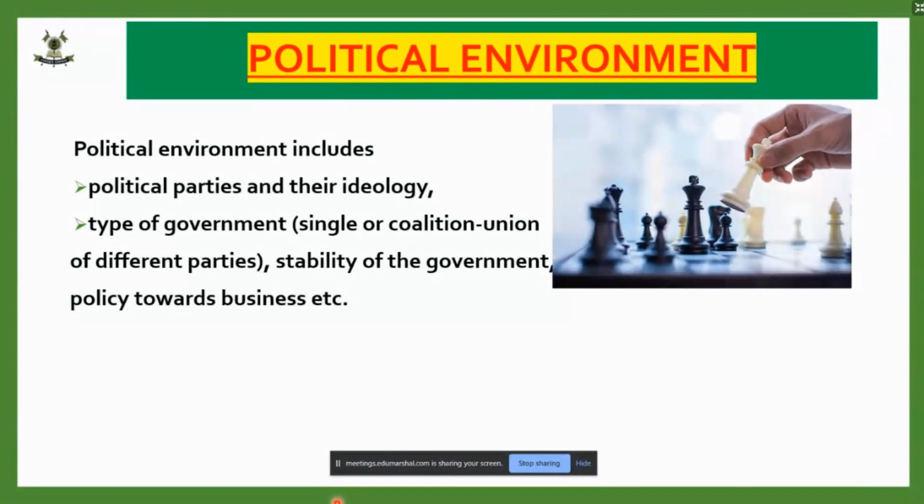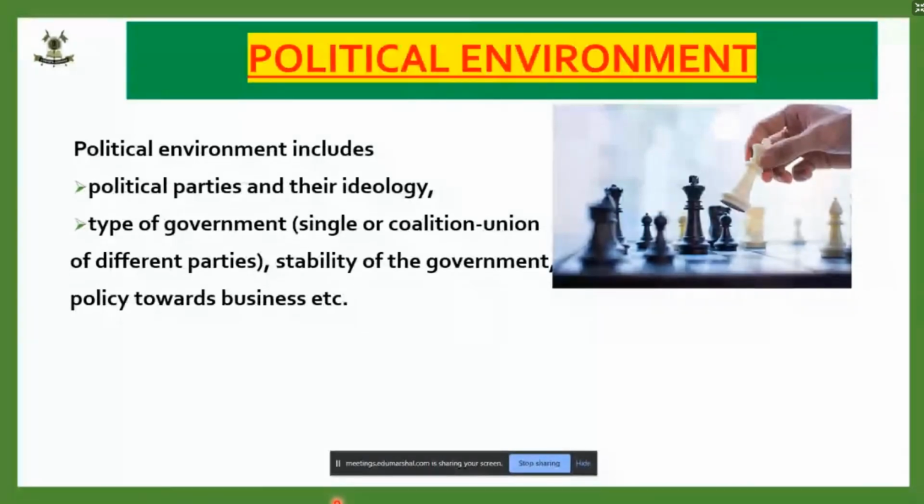Now, the thought process of one party in our country will be different. What is their agenda? What do they talk of when they come for elections? Their ideology, their thought process. Are they inclined towards education, or industrialization, or banking, or what? So what is their ideology?